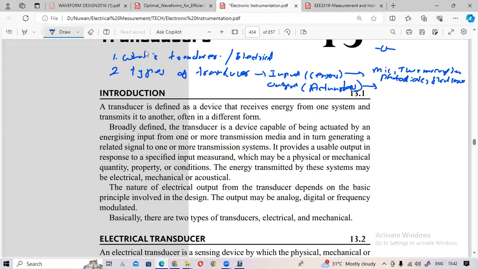And the examples for actuators are speakers, bulbs, LEDs, motors. Those are actuators. So you can write some examples. If you have this idea, you no need to note down these things. These are some general terms.